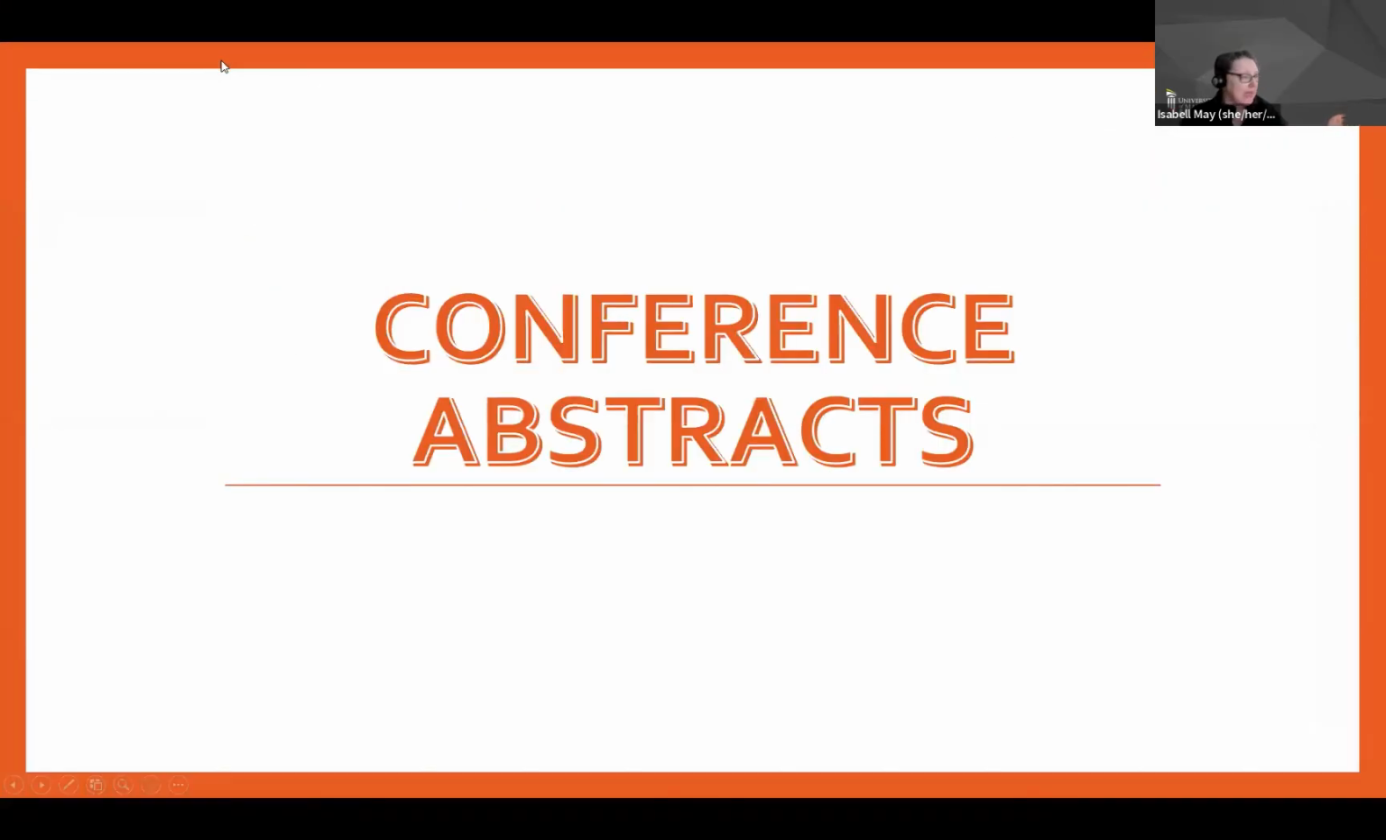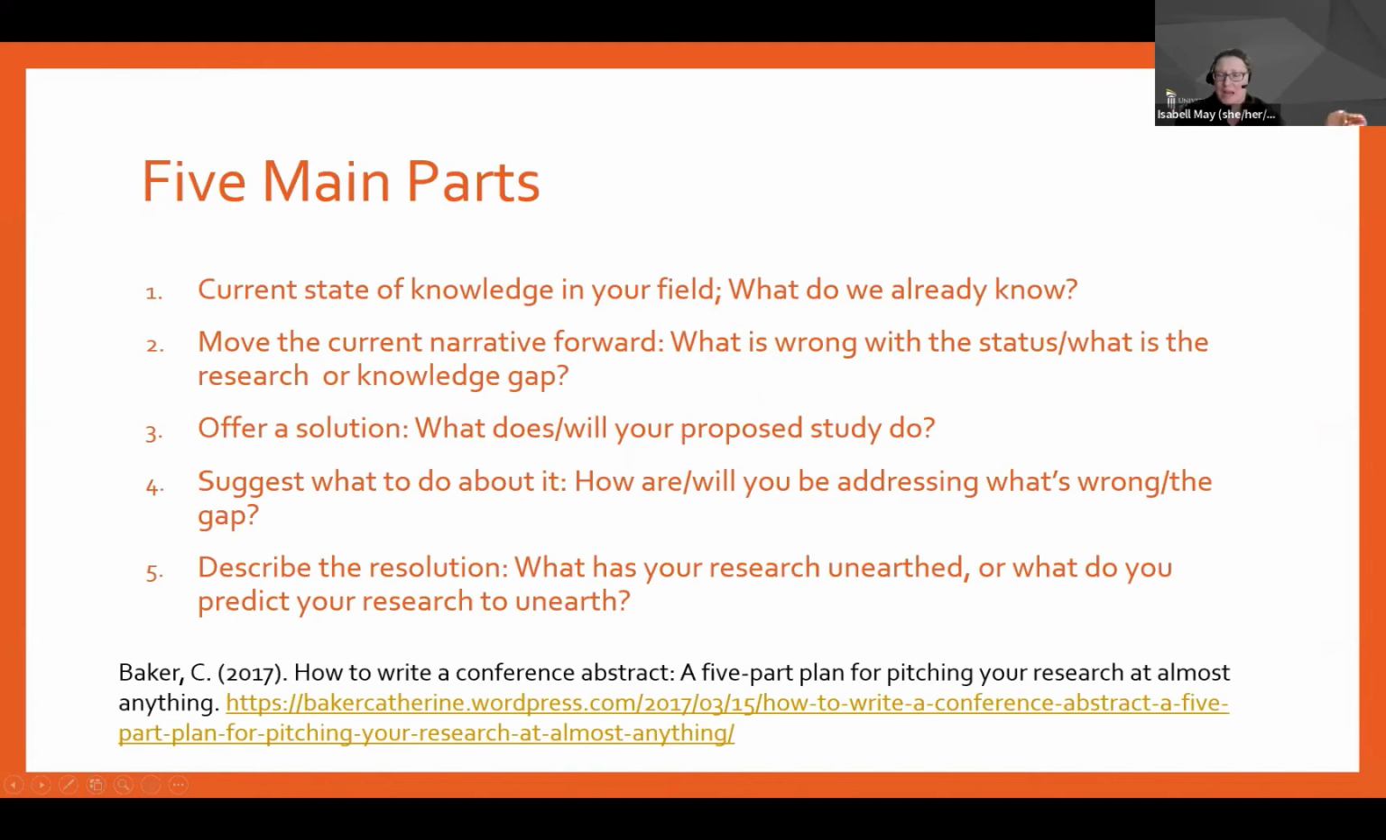I have one quick slide here about conference abstracts, because conference abstracts are a little bit different than abstracts from manuscripts. Another really good article to look at, just summarized for you. Some main parts to include in your abstract: current state of knowledge in your field, what's wrong with the status quo, the knowledge gap, similar to what you do in an article abstract. Offer a solution, suggest what to do about it, describe the resolution. So similar to an abstract for a paper, but maybe less formalized, and you usually have a little bit more words.